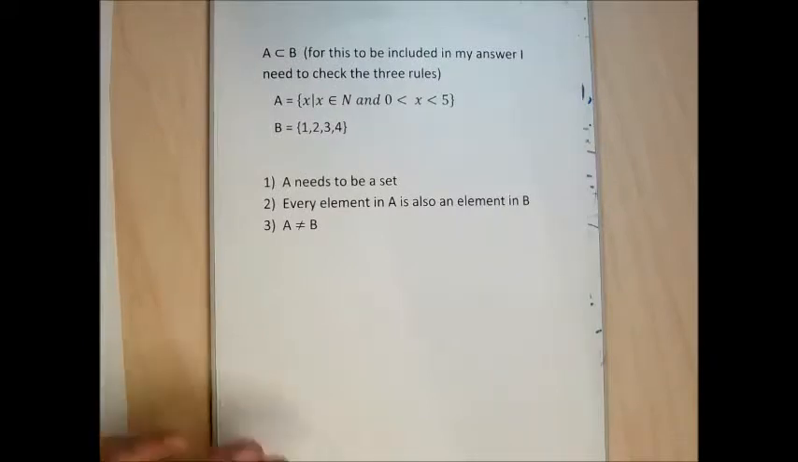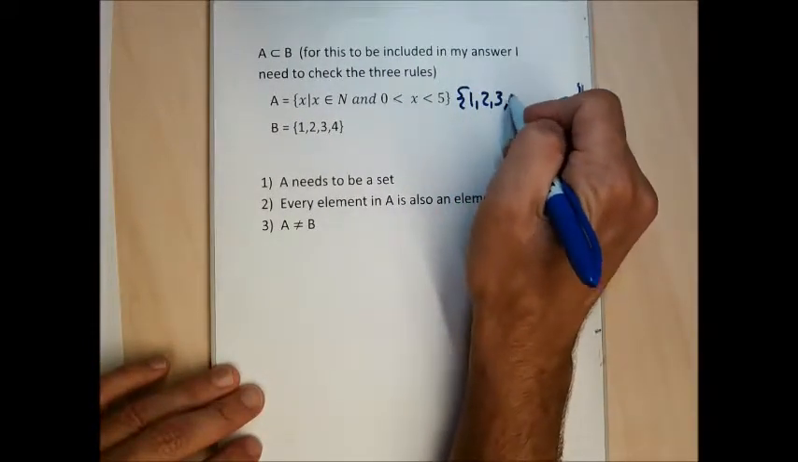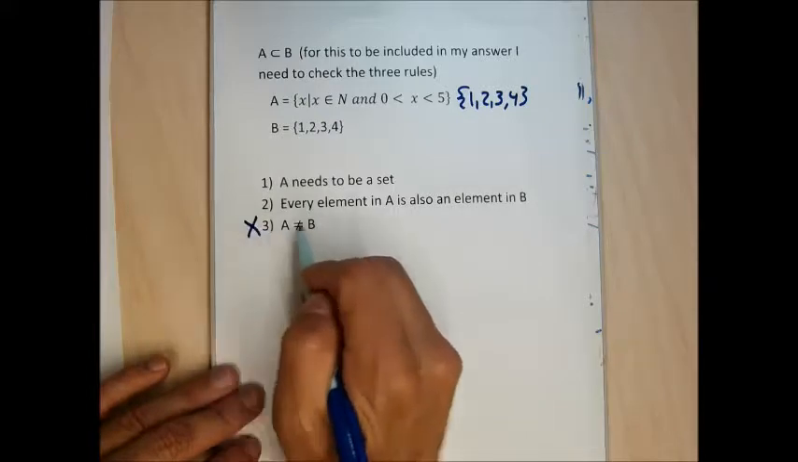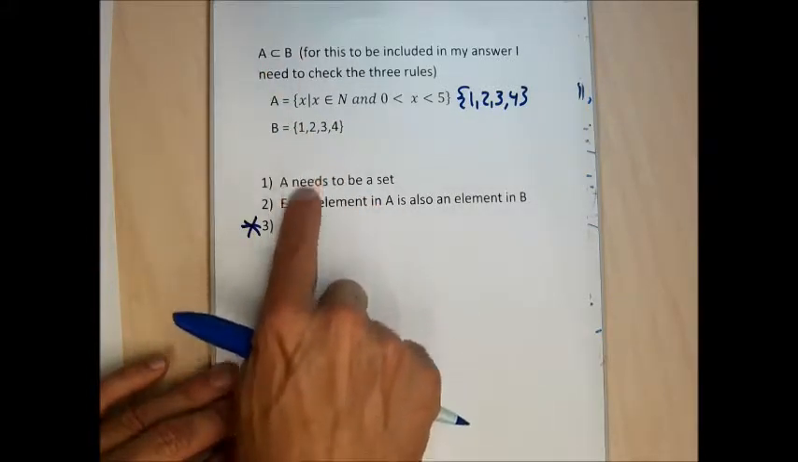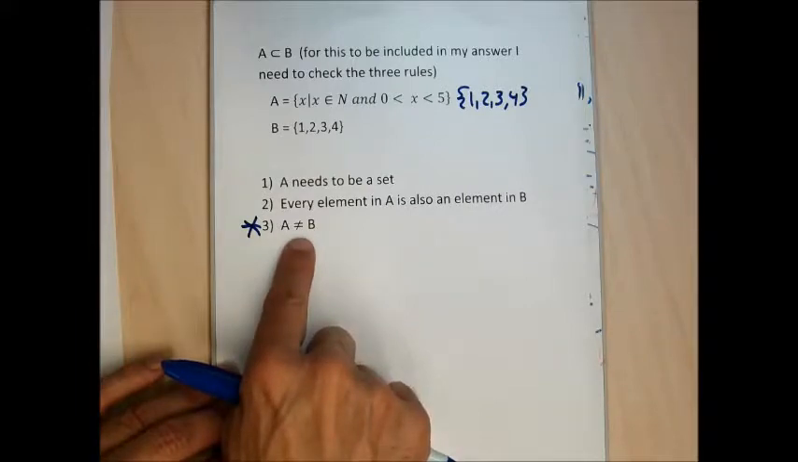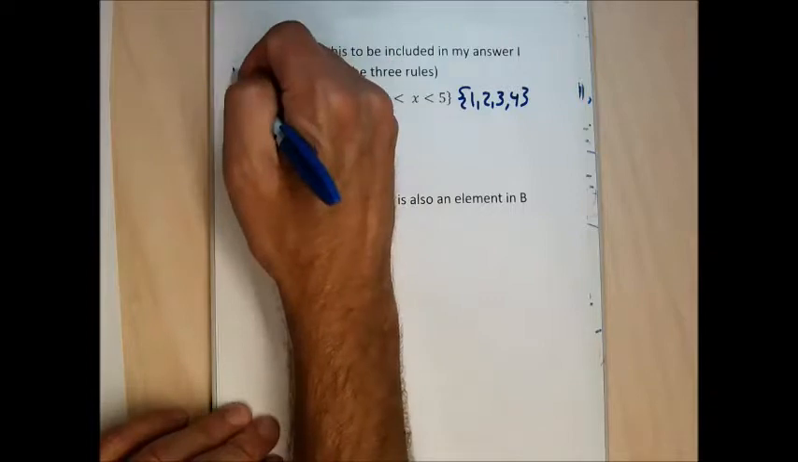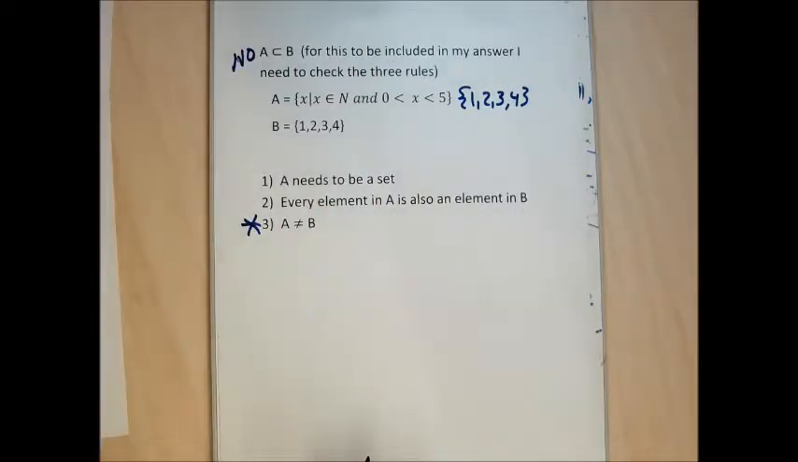Now I'll move on to the proper subsets. Is A a proper subset of B, where A is a set containing 1, 2, 3, and 4, and B is a set containing 1, 2, 3, and 4? And I'll just go right to the punchline. The answer to this is no, because for a proper subset, you need to satisfy 3 rules. The third rule says the sets can't be equal, but these sets are equal, so this is not going to be in my answer to problem 32.